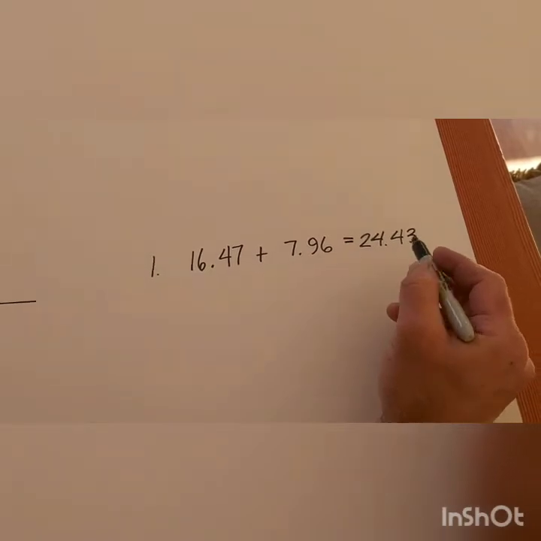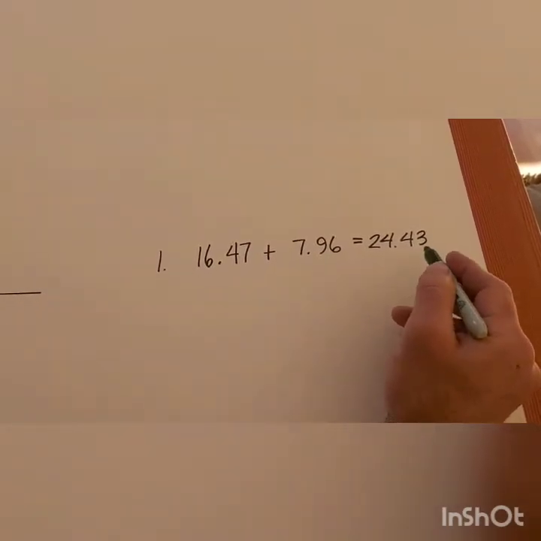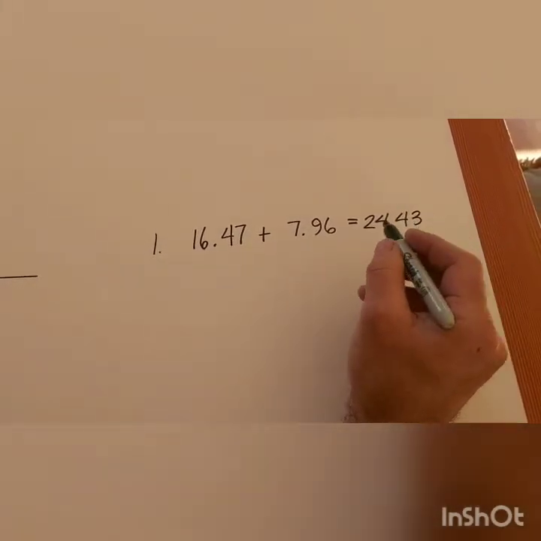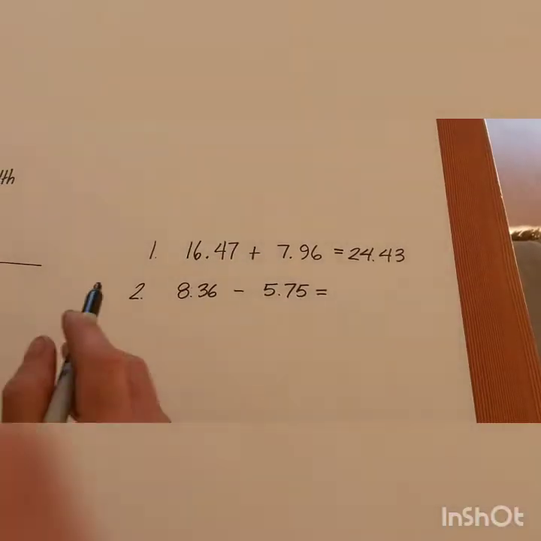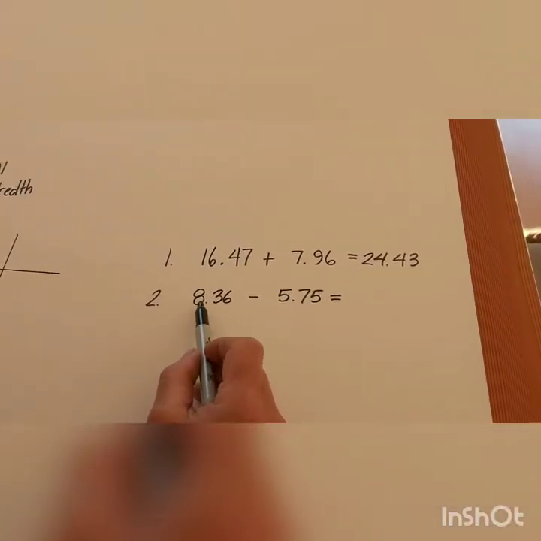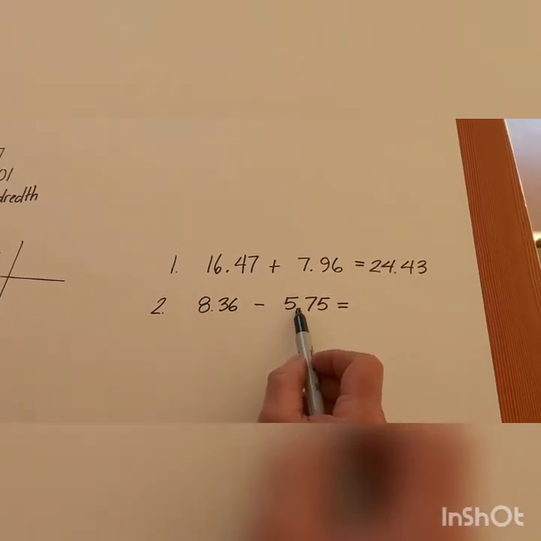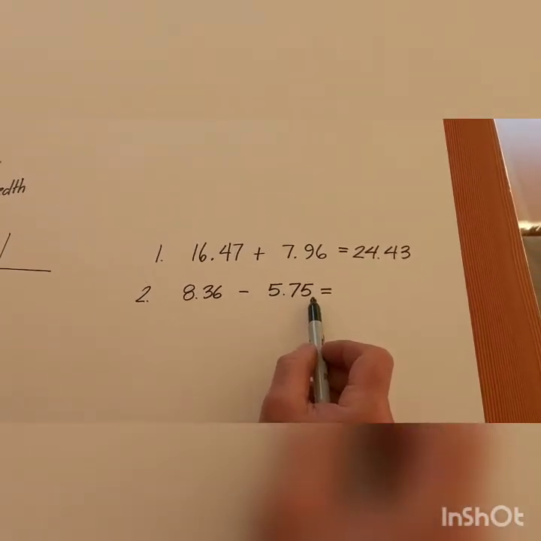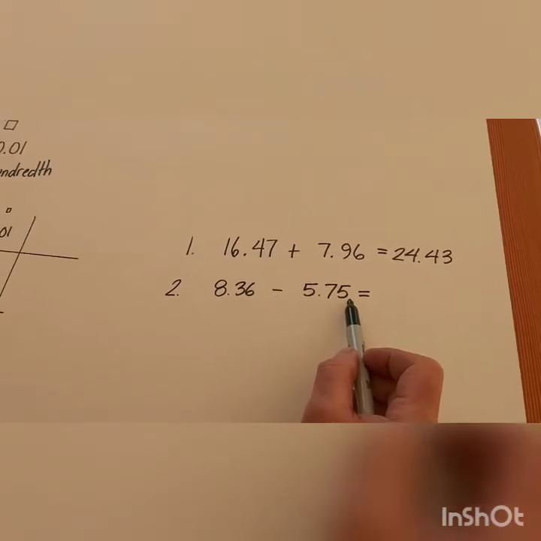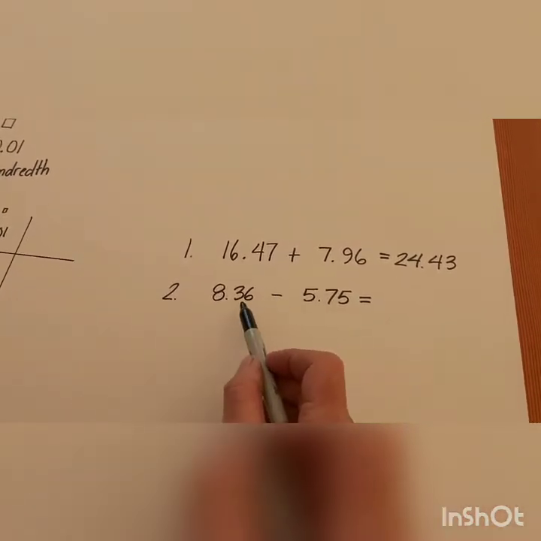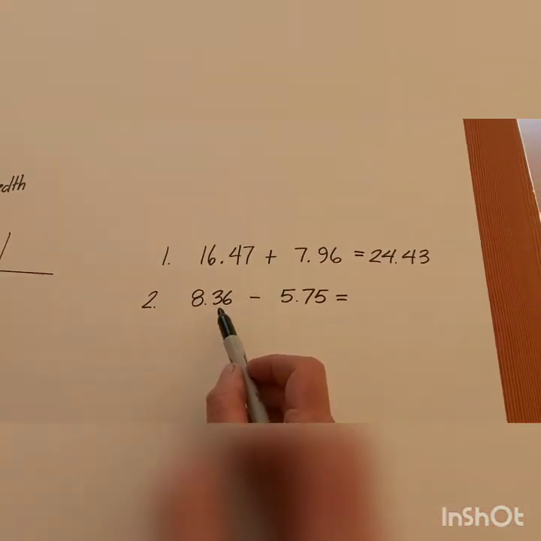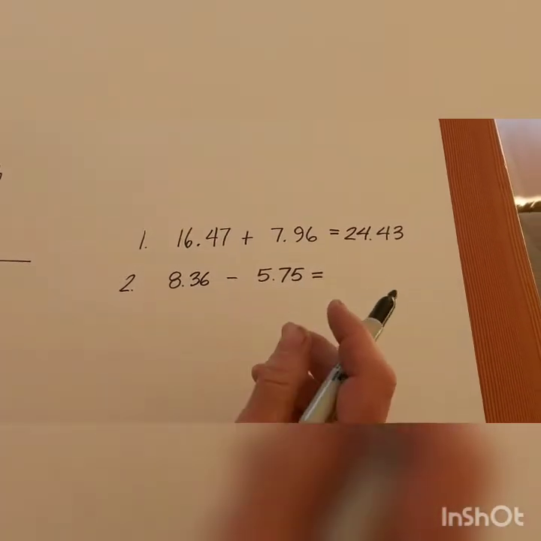I'm going to show you a similar question. This time we're going to use subtraction. Here, my second question, I have 8.36 minus 5.75. I'm going to draw another place value table quickly. We're going to subtract the numbers. We're going to also show some regrouping.